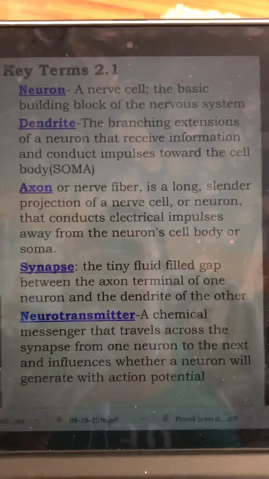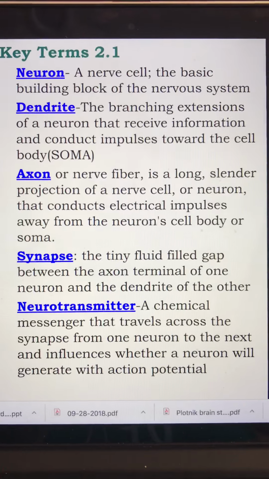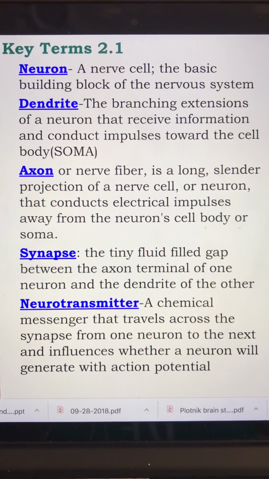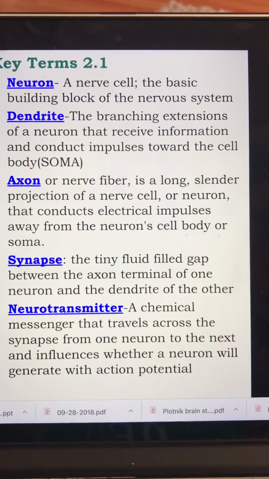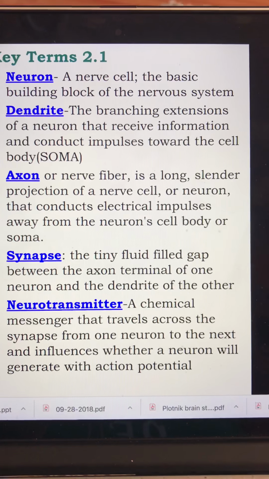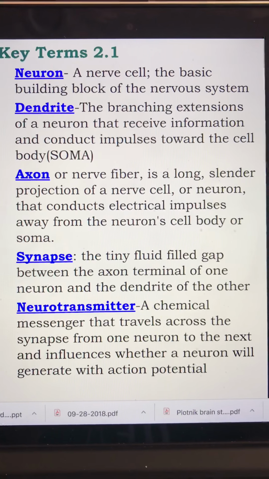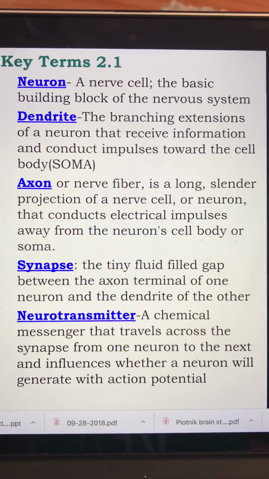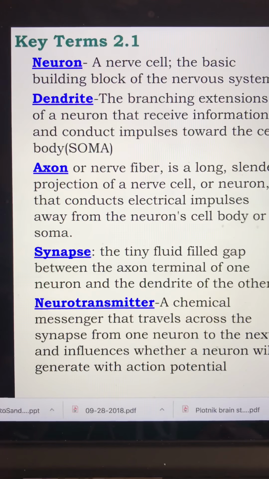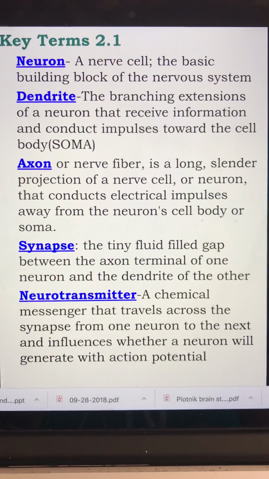Okay, axon. Axon is the long, slender projection of a nerve cell. Remember how you built the axon when you did your candy neurons. You can put that down on your paper for extra info. This conducts the electrical impulses. At the other end of the axon are, of course, the dendrites. These come off of the cell body.